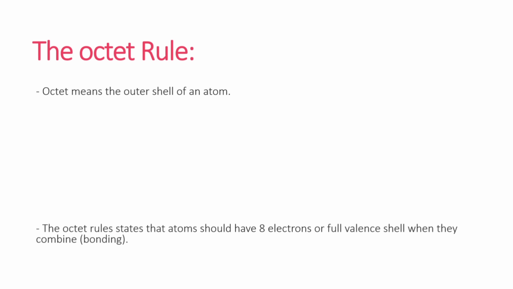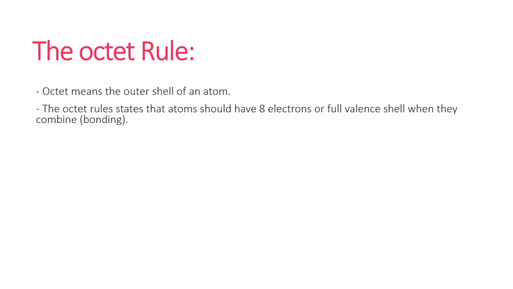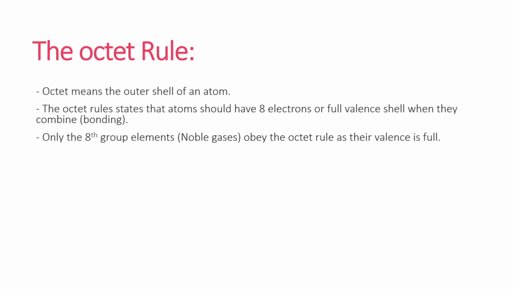Now let's move on to the octet rule. What is the octet? Octet means the outer shell of an atom, the valence shell, and the octet rule is that atoms should have 8 electrons, or a full valence shell, whatever the capacity may be, when they are bonding. When they combine with each other, bonding will be discussed later on in the series. Only the 8th group of elements, which are known as noble gases, obey the octet rule, and that's why they're known as noble gases, as their valence shell is full.